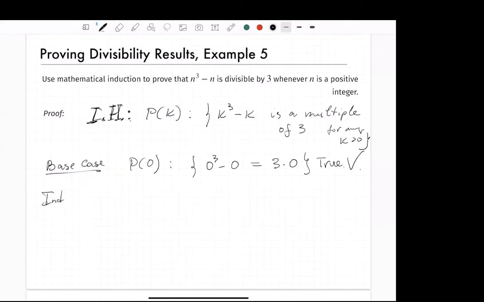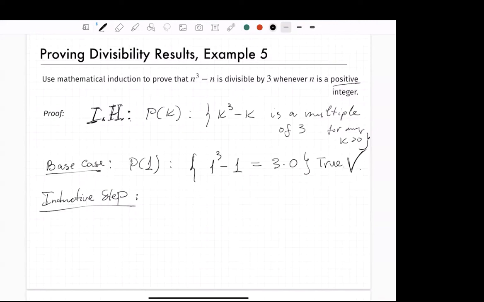Inductive step. I could have started at 1 just to be sure, but that's okay. Oh, is it positive? Yeah, I should have started at 1. Then I'm wrong, kind of, although it's true for 0, but let's just prove what we're asked to prove. 1 cubed minus 1 is 3 times 0 still. So P of 1 is true. That's what we were asked to prove.